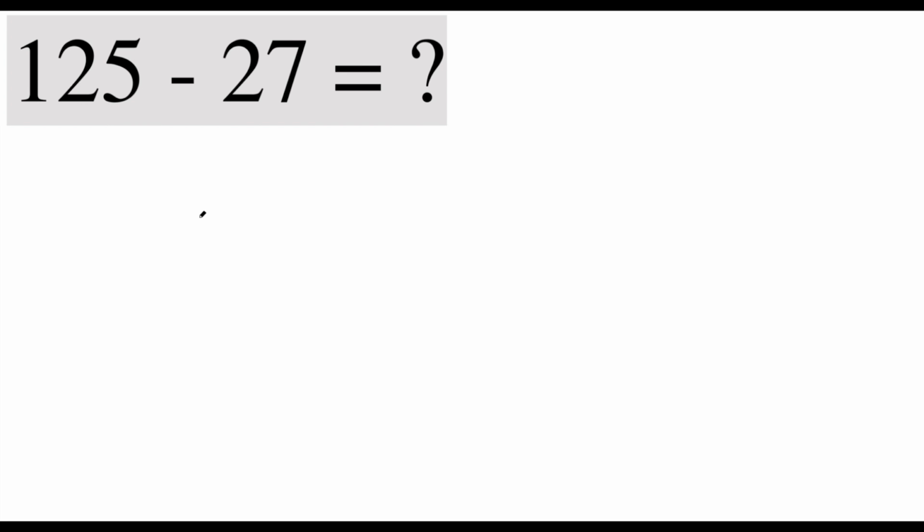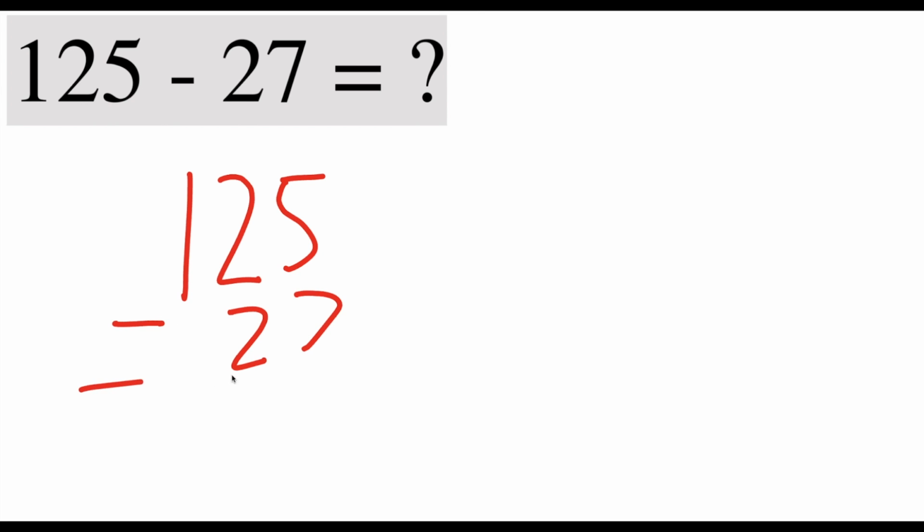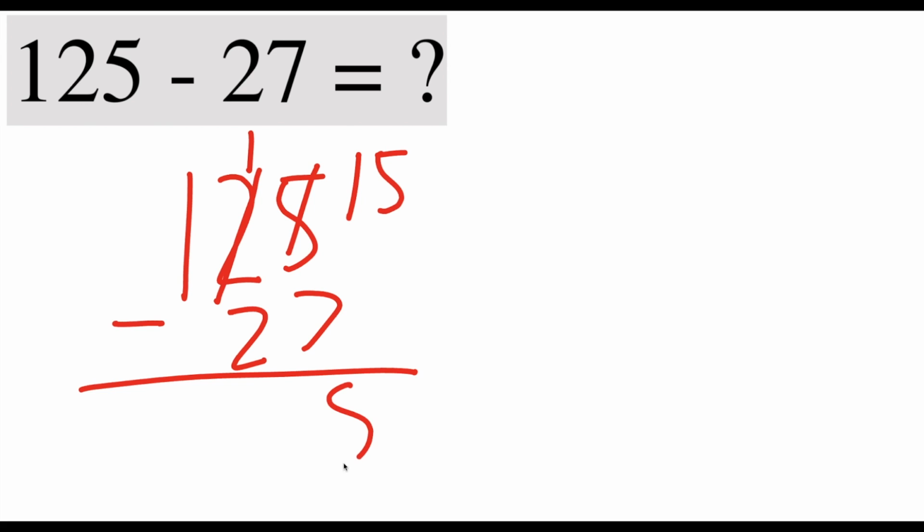So again, we have to rewrite this in vertical format. So we have 125 minus 27. So 5 minus 7 is a negative number, so this involves borrowing from the tens category. So we're going to change a 2 into a 1, and we're going to give this 5 10. So 5 plus 10 is 15. Now we have 15 minus 7, we get a positive 8.